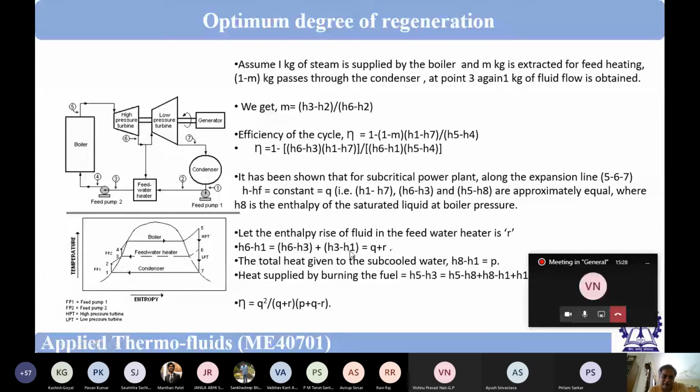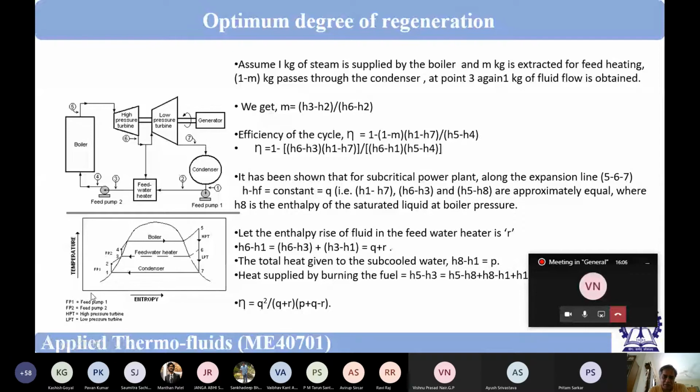And H6 minus H1 is equal to H6 minus H3 plus H3 minus H1, that is Q plus R. So Q is constant, but R is not constant. The total heat given to the subcooled water is H8 minus H1. H8 is here, H1 is here, so this is the total heat given. H8 minus H1 is equal to P. That is again a constant.